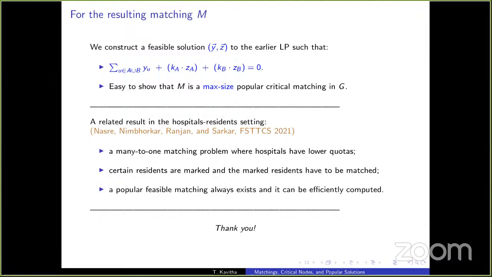Okay, I see. So in the maximum matching case, all nodes are critical. So that shows even for critical matchings, it would be hard. Okay, so thank you so much, Kavita. Thank you.